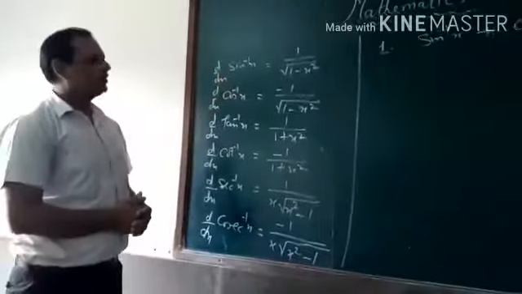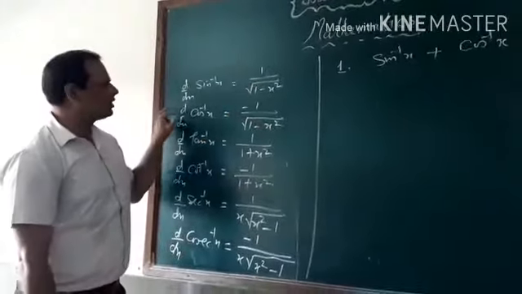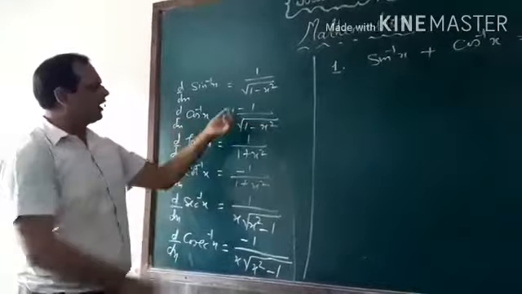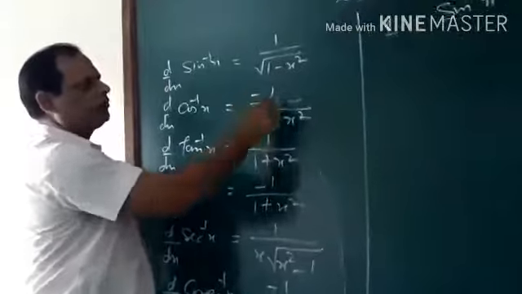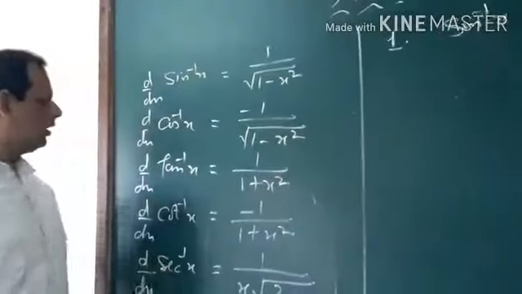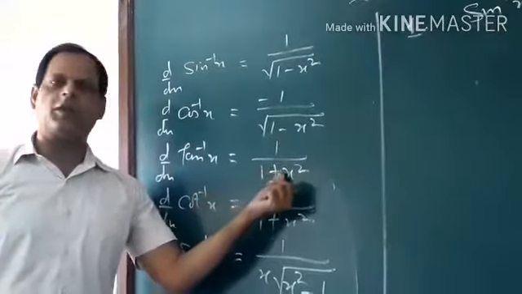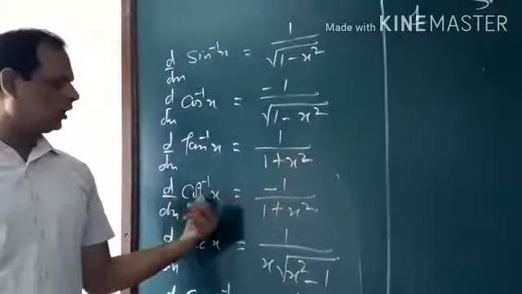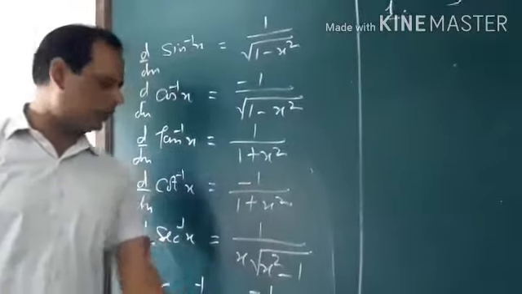Differentiation of sin inverse x is equal to 1 upon root 1 minus x square. Differentiation of cos inverse x is the same as sin inverse x but with the difference between the positive and negative sign. So minus 1 upon root 1 minus x square. Differentiation of tan inverse x is equal to 1 upon 1 plus x square. Differentiation of cot inverse x, see, the opposite of tan inverse x, is minus 1 upon 1 plus x square.